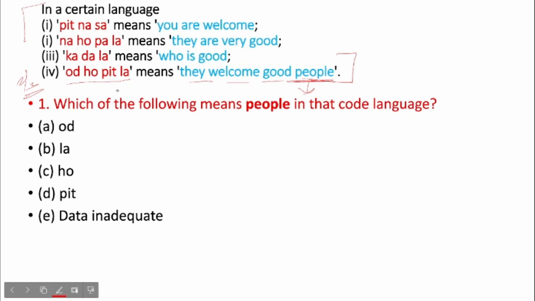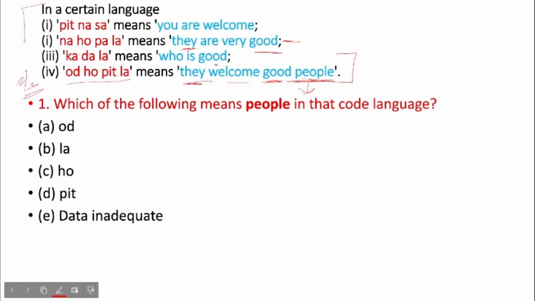So let's start with they. They is present in the second statement. So the common words in the second and fourth statements would be, they are very good, they welcome good people. Here two words are there, good and they. So we need to find another way.